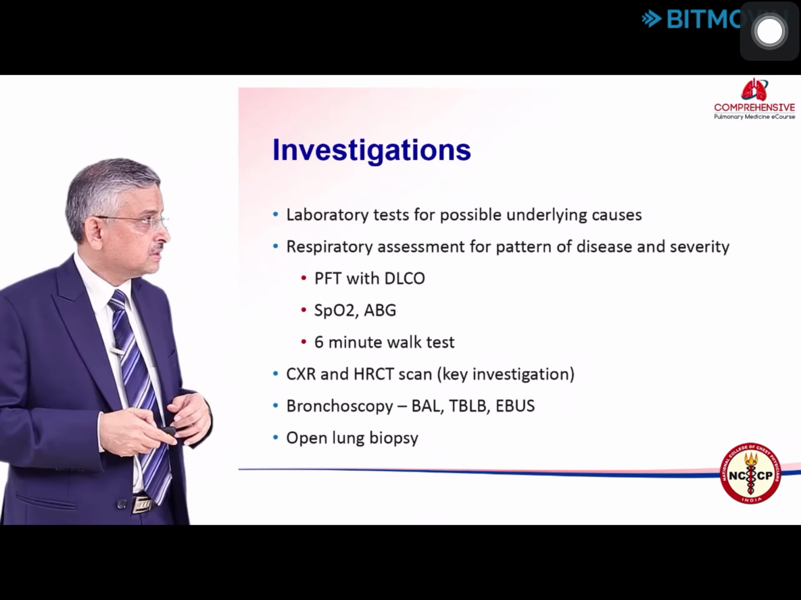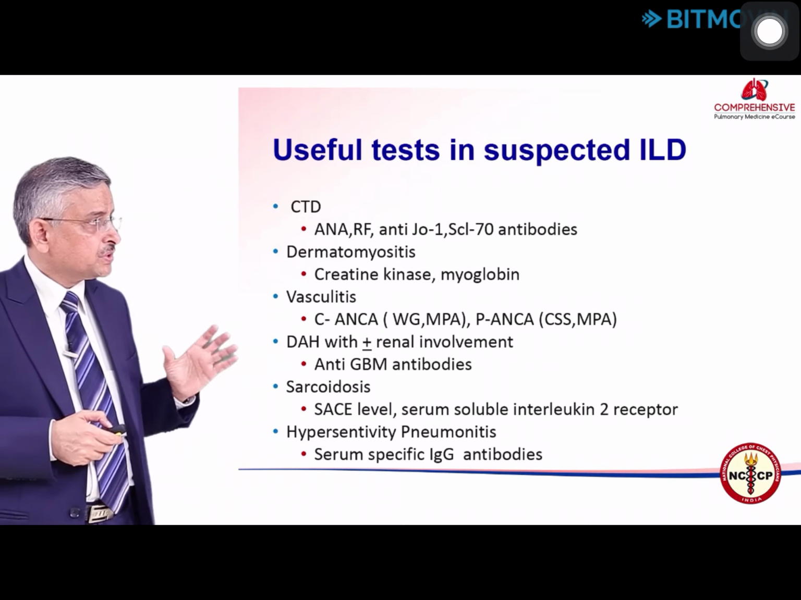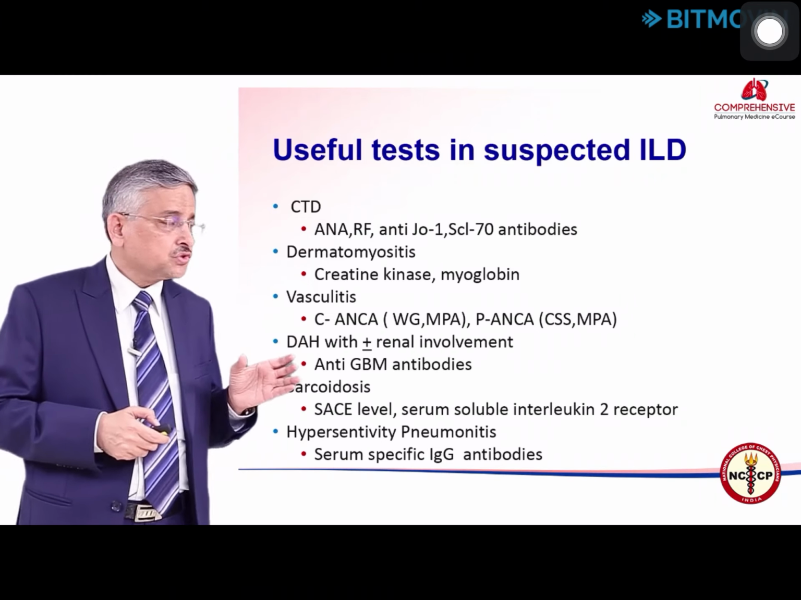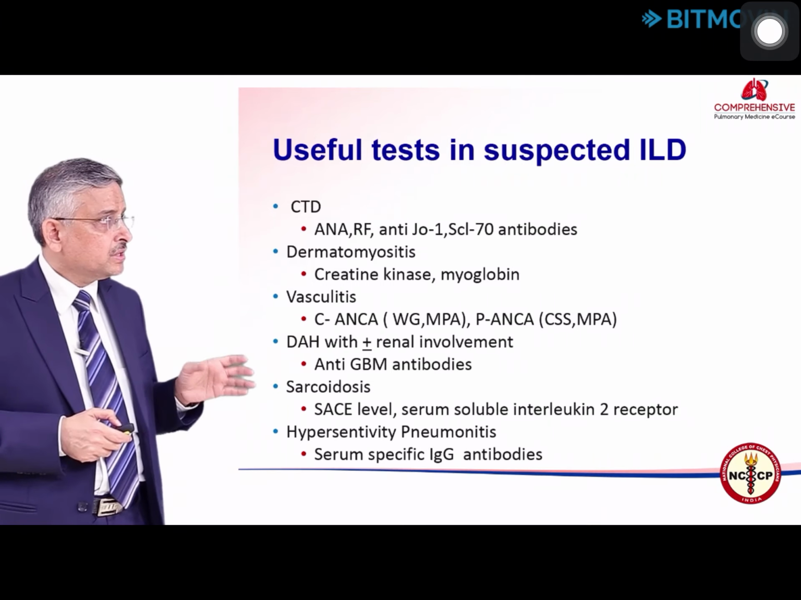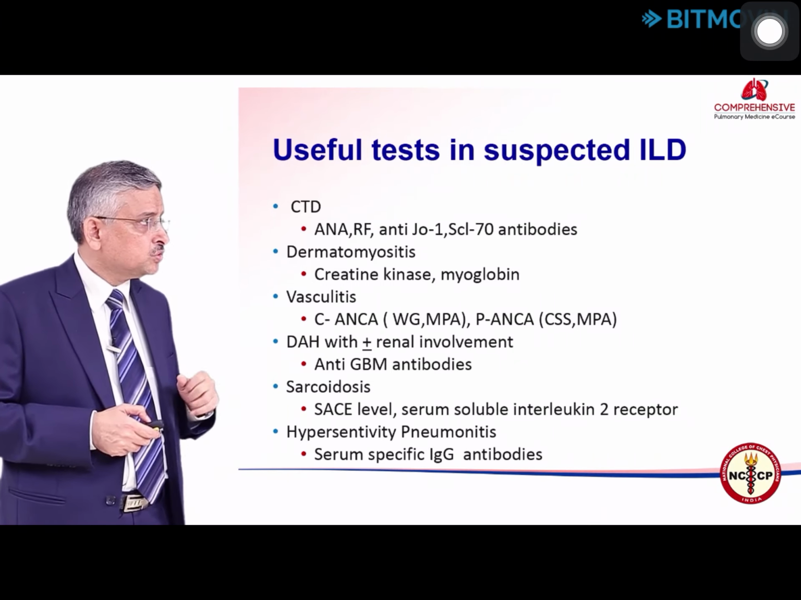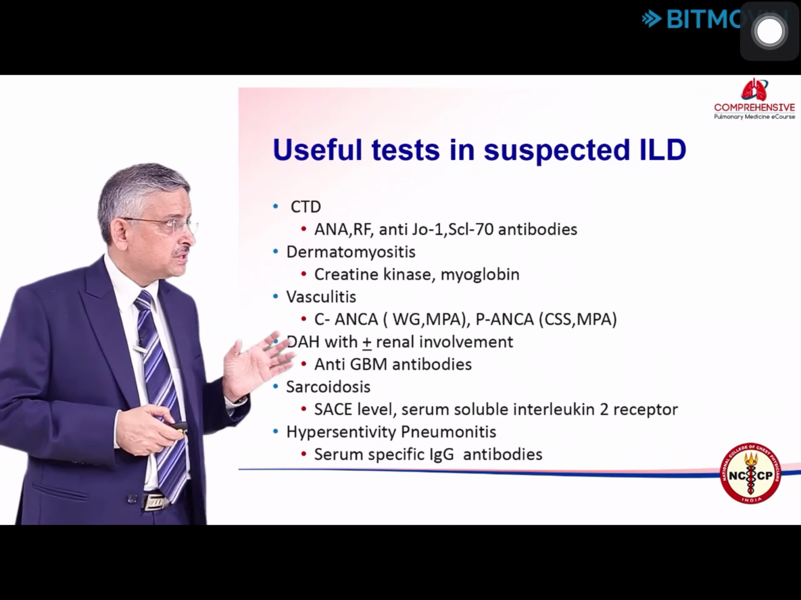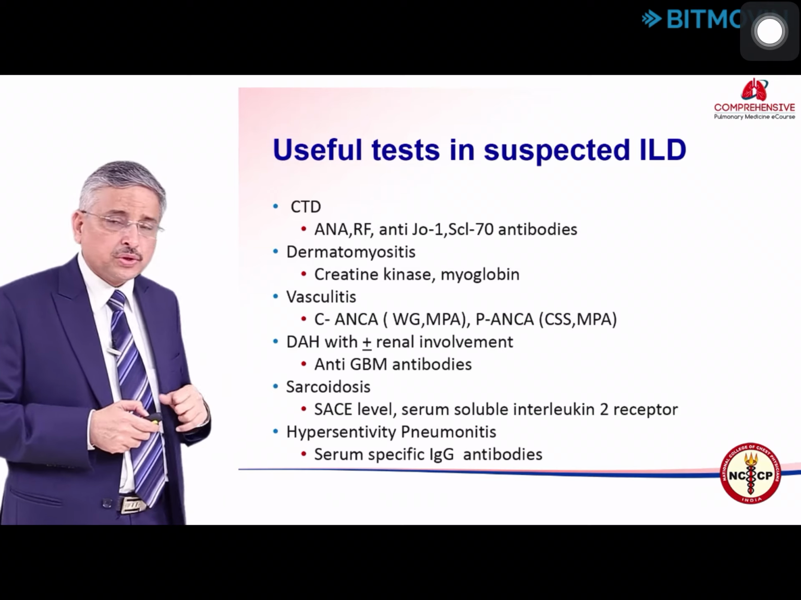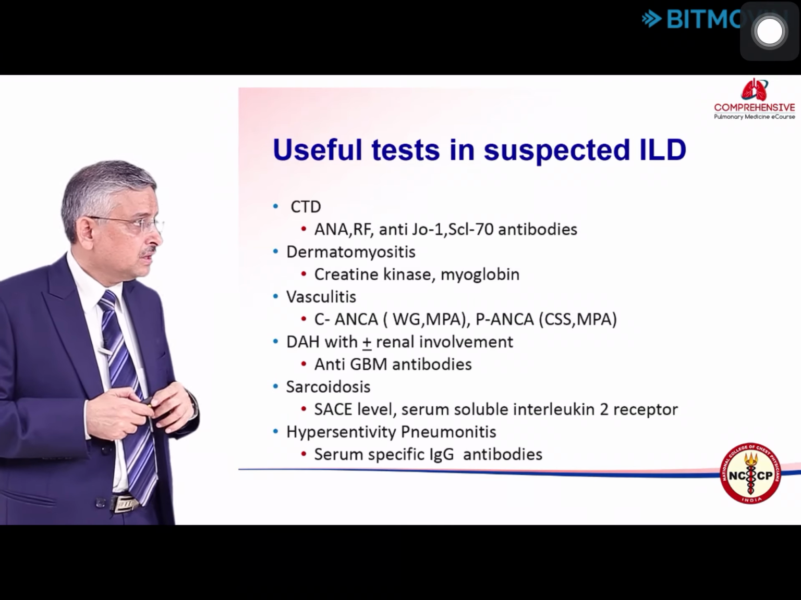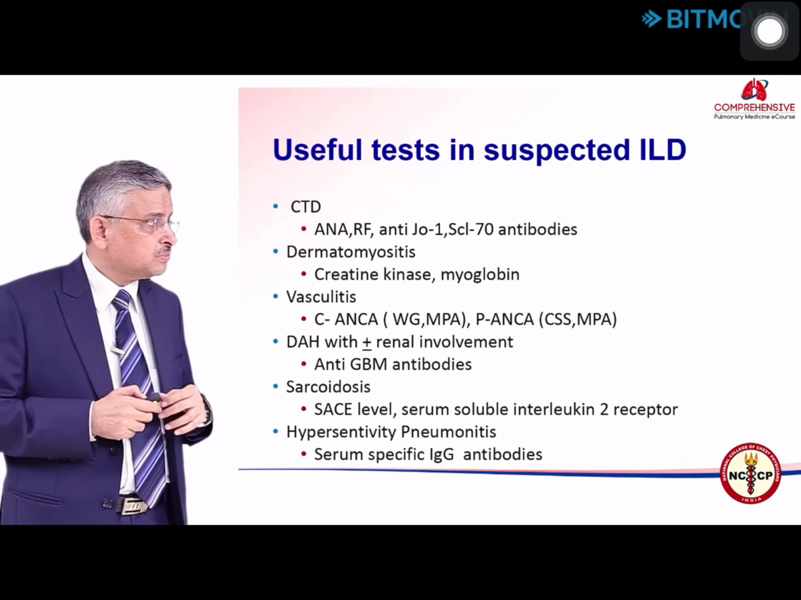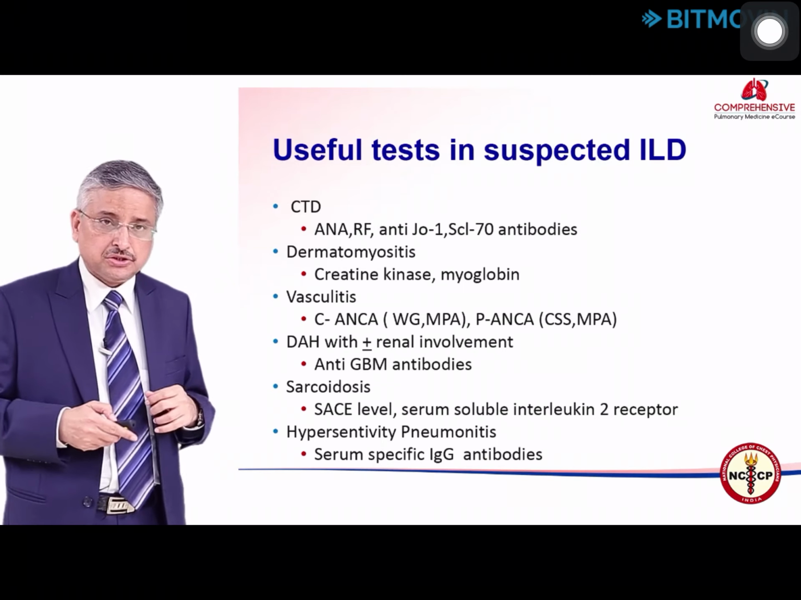get to the diagnosis. So, useful tests in suspected ILD: if you suspect a connective tissue disorder, a baseline test of ANA, rheumatoid factor, anti-Jo, SCL-70 antibody should be done. You must do some tests if you are thinking of dermatomyositis. For a vasculitic workup, a P and a C ANCA should be done. If you are looking at diffuse alveolar hemorrhage, then GBM antibody should be looked at. For a sarcoidosis patient, an ACE level is important, and for a patient with hypersensitivity pneumonitis, you must look for serum specific IgG antibodies.